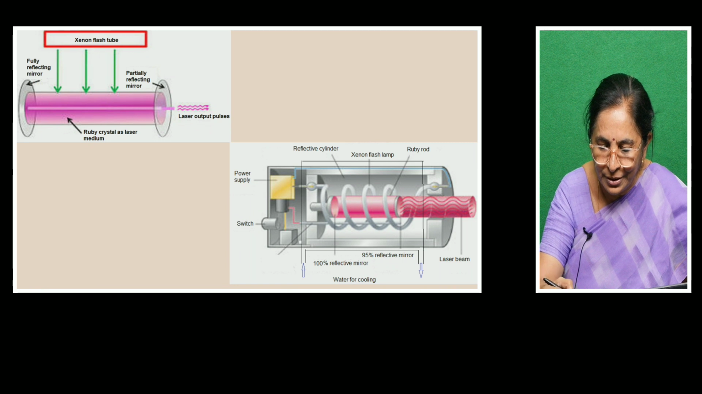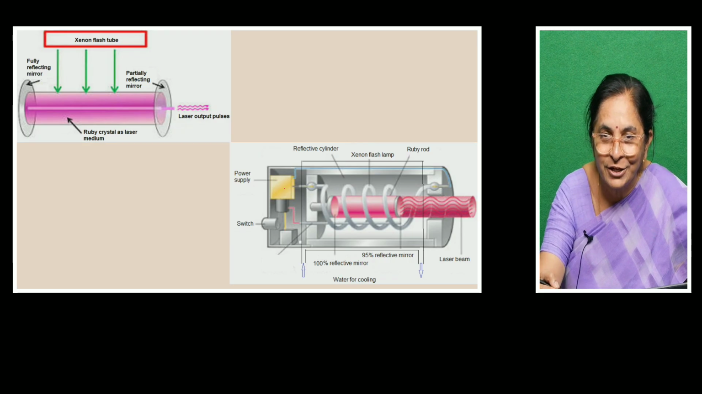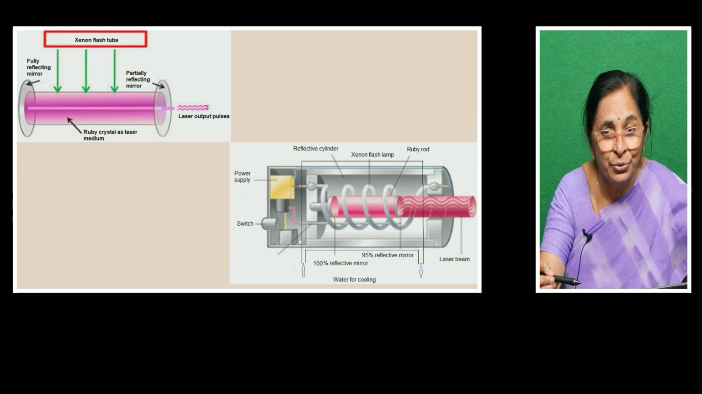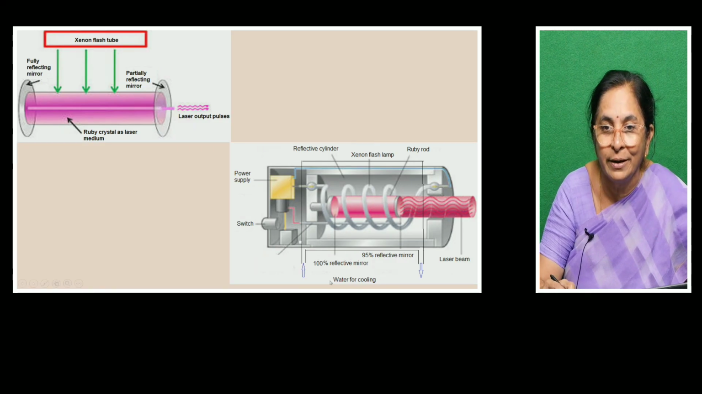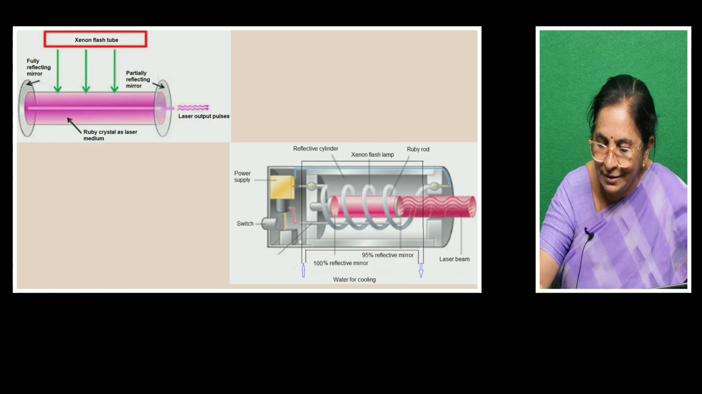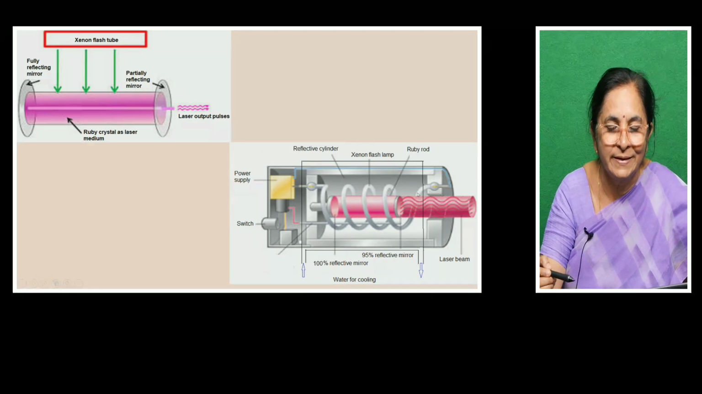This is a picture. You could see that when the lamp is on, it just sends out a flash for milliseconds only, but huge energy is utilized, and the most part of the flash energy will go in heating the apparatus. So we need to provide the water cooling. So there is an inlet and there is an outlet through which water is circulated so that the apparatus can be cooled.